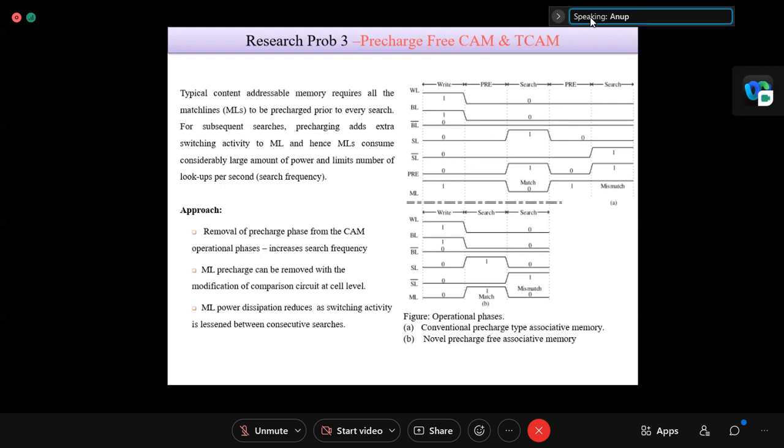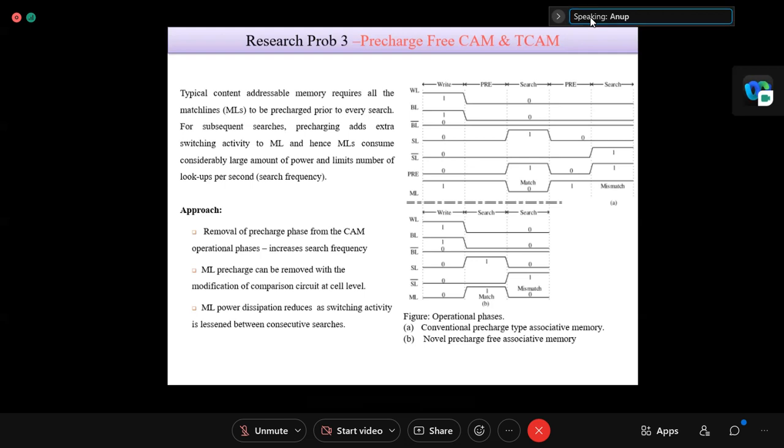For memory, we have to do the write operation. Then we have to precharge it. Then the ML line has to be precharged. And after precharge, then we can make one search operation. Then again we have to do precharge, then again we have to do search operations. So precharge, search. But now we are proposing one kind of circuit.